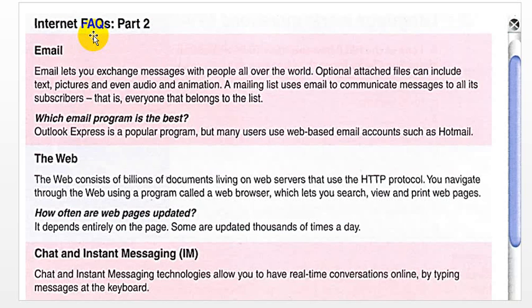Which email program is the best? Outlook Express is a popular program, but many users use web-based email accounts such as Hotmail. And right now we have Gmail, we have Yahoo, and some other mails as well. The web consists of billions of documents living on web servers that use the HTTP protocol. You navigate through the web using a program called a web browser. Navigate means to search, which lets you search, view, and print web pages.